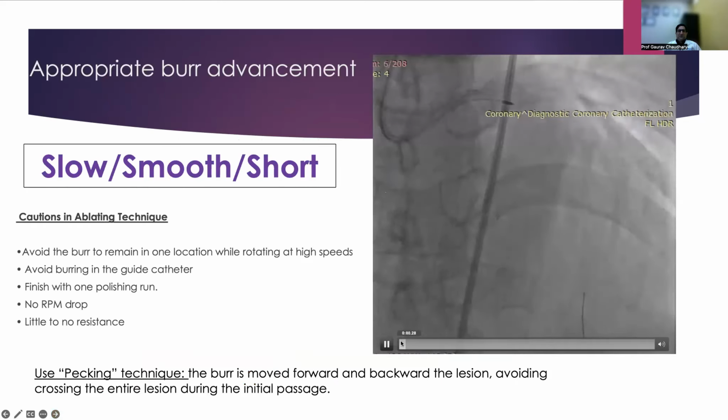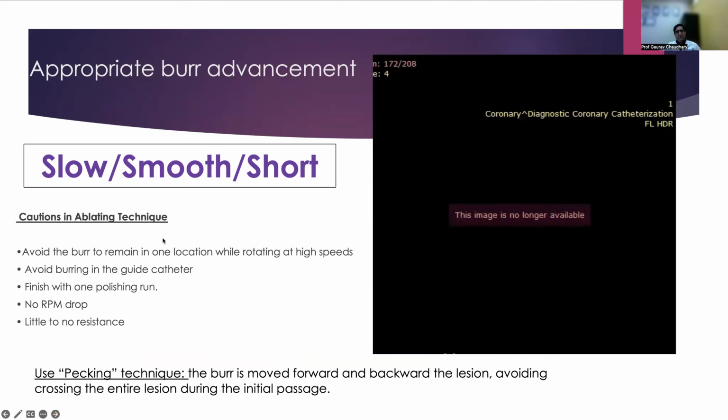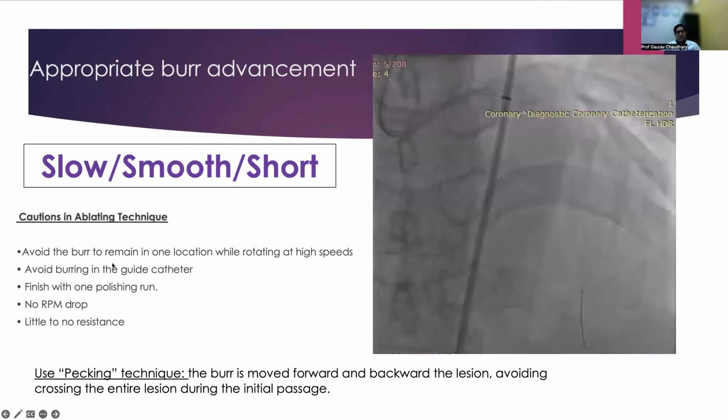So these are the steps. On the right side we can see the movement of the burr. Once we take the burr to the tip of the guide, then we can move it to the ostium of the artery, and we should avoid very rapid movement of the burr. It should be slow, gentle, and smooth. And we should avoid burring in the catheter, and it should be a pecking motion.